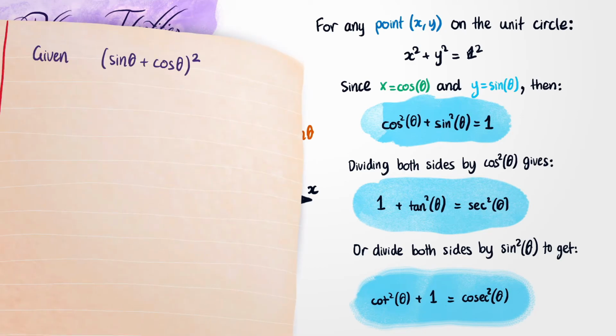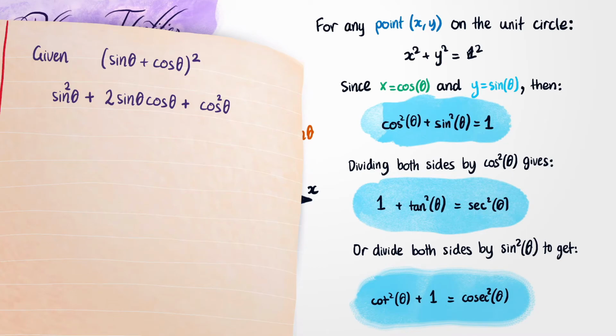Now let's start with this example. Suppose we're given sine theta plus cosine theta all squared. The first thing we can do is to expand out these brackets. So remember, to expand one of these, you just square the first term, square the last term, and then add 2 times their product to get the final result.